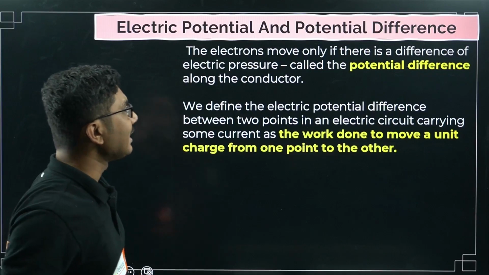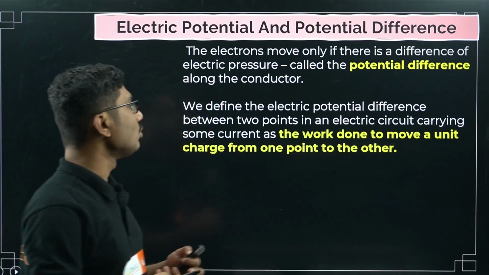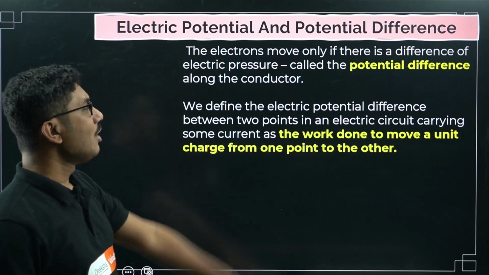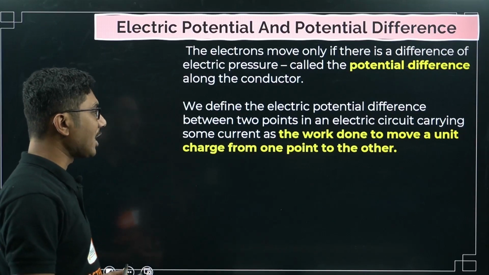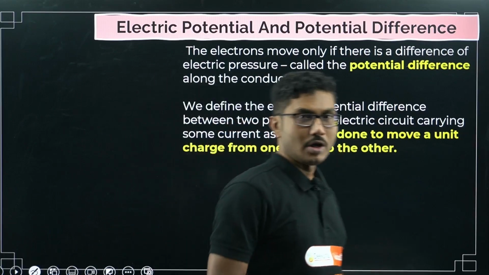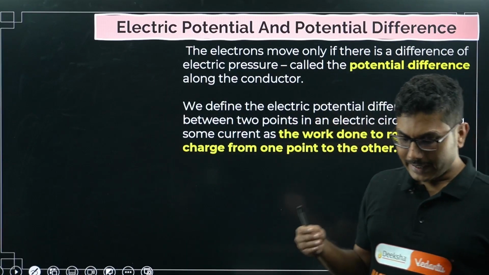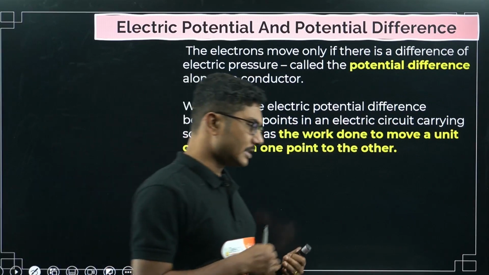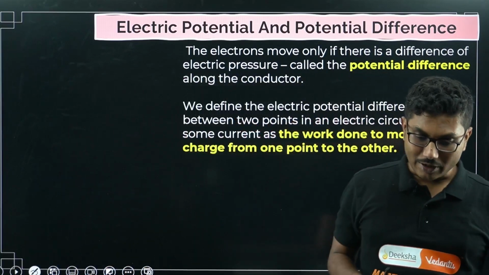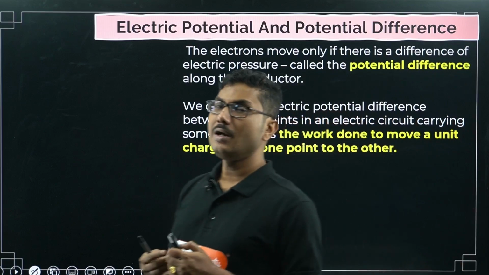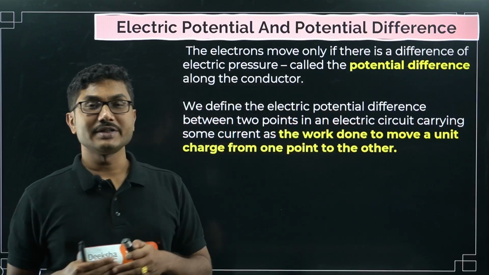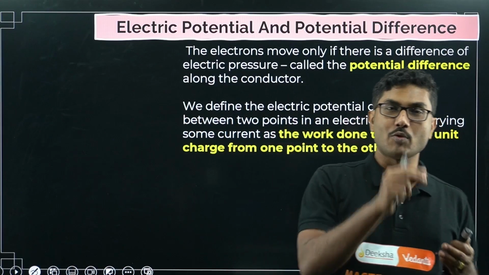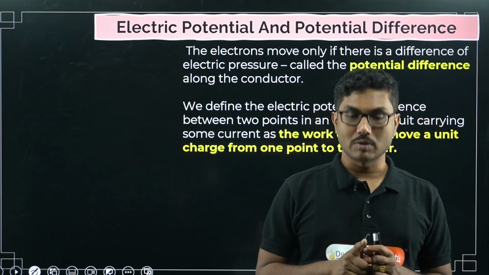We define the electric potential difference between 2 points in an electric circuit carrying some current as the work done to move a unit charge from one point to the other. So I guess you have not learned in detail about work done, but just for the sake of definition, you have to remember that the potential difference is defined as the work done to take one charge from one point to another.